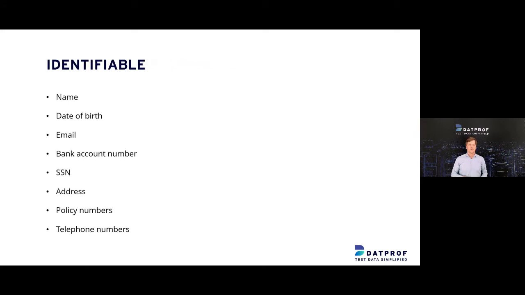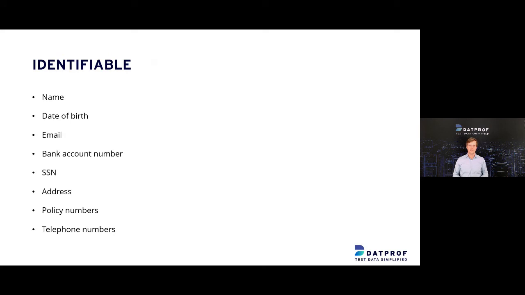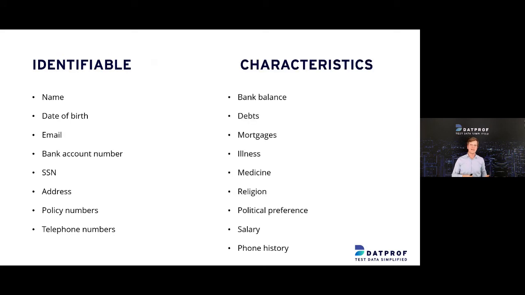The characteristic information is a little bit different, but if you ask me, this is probably way more privacy sensitive than the identifiable data content that's available in a database. Because if you ask me for a bank balance or a debt of the mortgages or the kinds of medicine I'm using, these are really more privacy sensitive. It's more privacy sensitive information than if we talk about identifiable information.